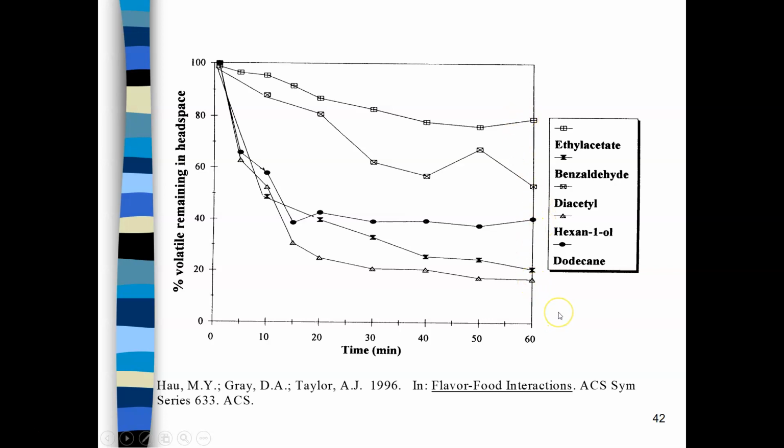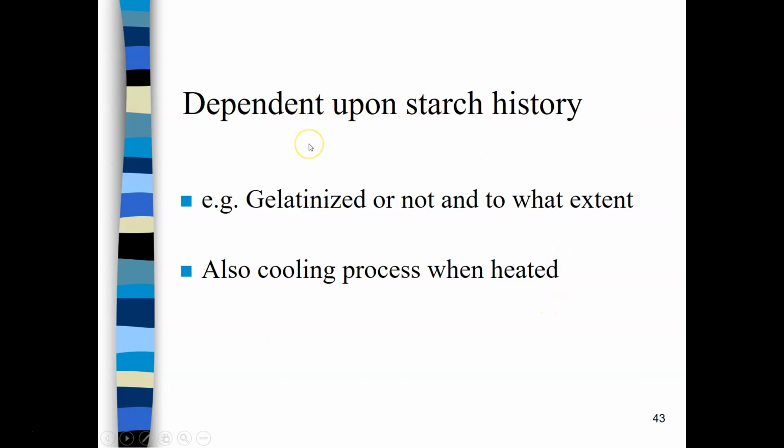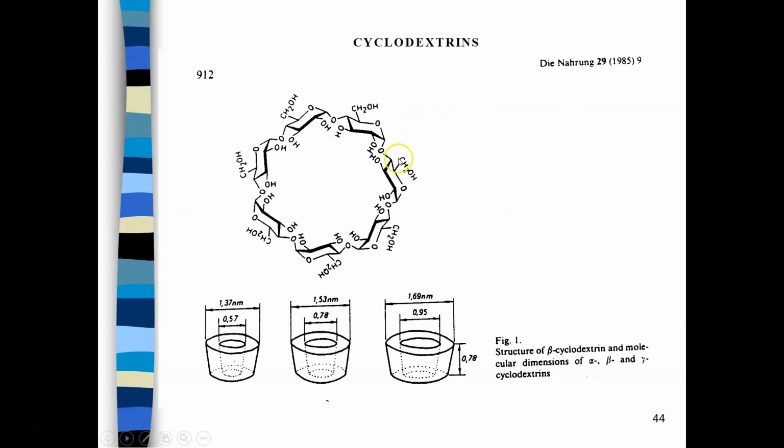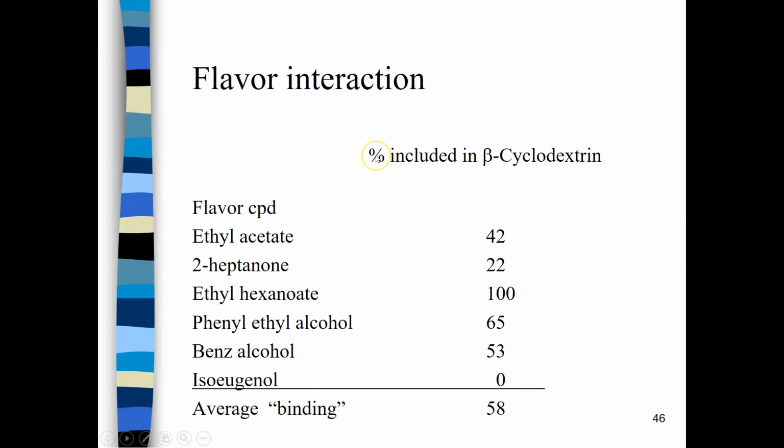So again, think of it. You've got a flavor, it's nice and balanced, you put it into the food. Oh, this one gets released. Oh, this one isn't released. So it really changes the intensity and character. It's also been studied, say, gelatinized starch versus non-gelatinized. The cooling process and so on is important. We didn't do anything with cyclodextrins.